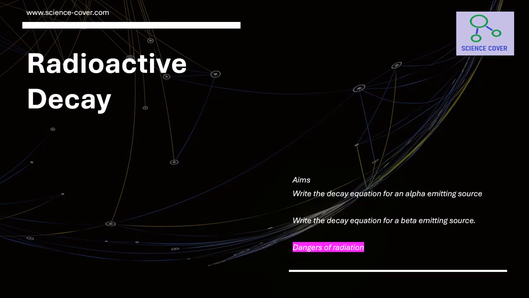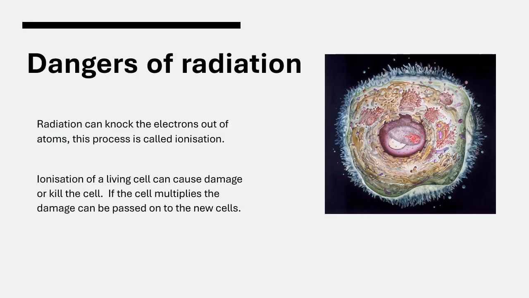Let's start to look at the dangers of radiation. Radiation can knock electrons out of atoms. This process is called ionization. When this happens inside living cells, it can damage the cell or kill the cell. And if this cell multiplies, the damage can be passed on to new cells, which can cause cancers.